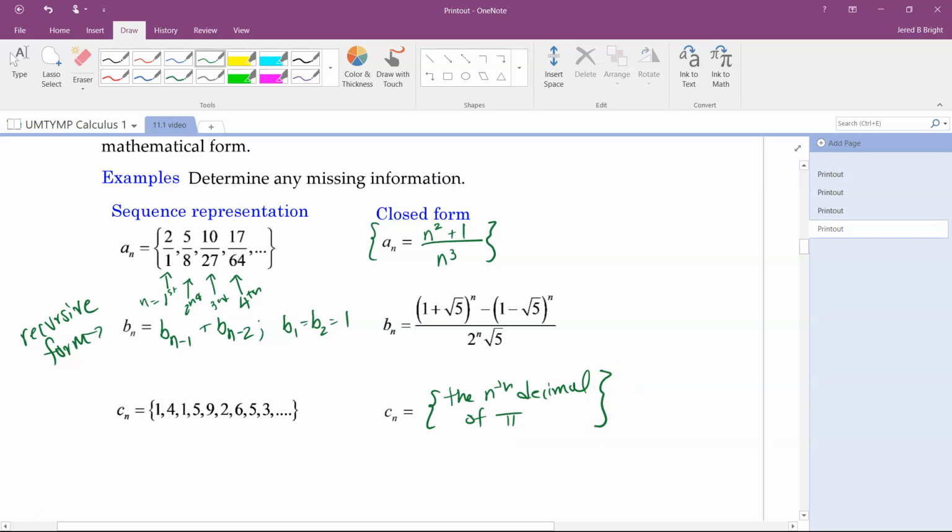So closed form, again, is a formal way of describing the sequence, typically using a formula. The sequence representation could be an exhaustive form where we list it all out, or a recursive form. So again, that's just a little bit of review from sequences, and then as we go on, now we're going to start to look at the calculus and how that fits in with sequences.